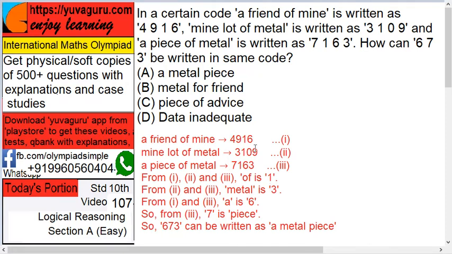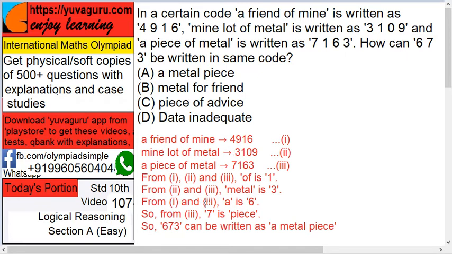Now focus on 2 and 3. 2 and 3. So 1 is common and 3 is common. But 1 you already know, of. So 3, which are the two words which are common? Of and metal, right? So 3 will be metal then.